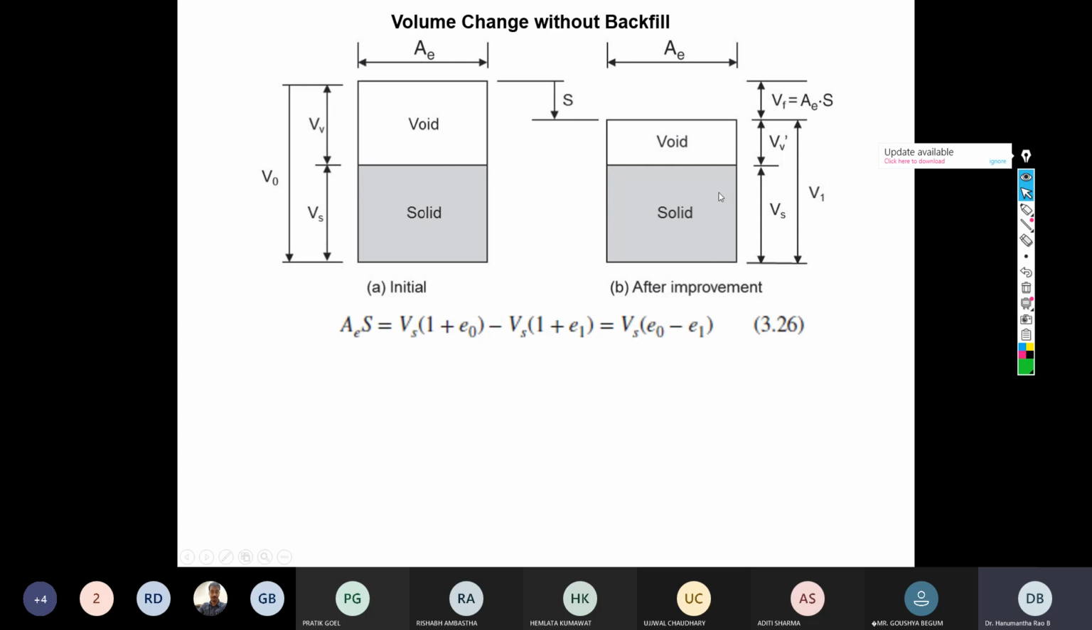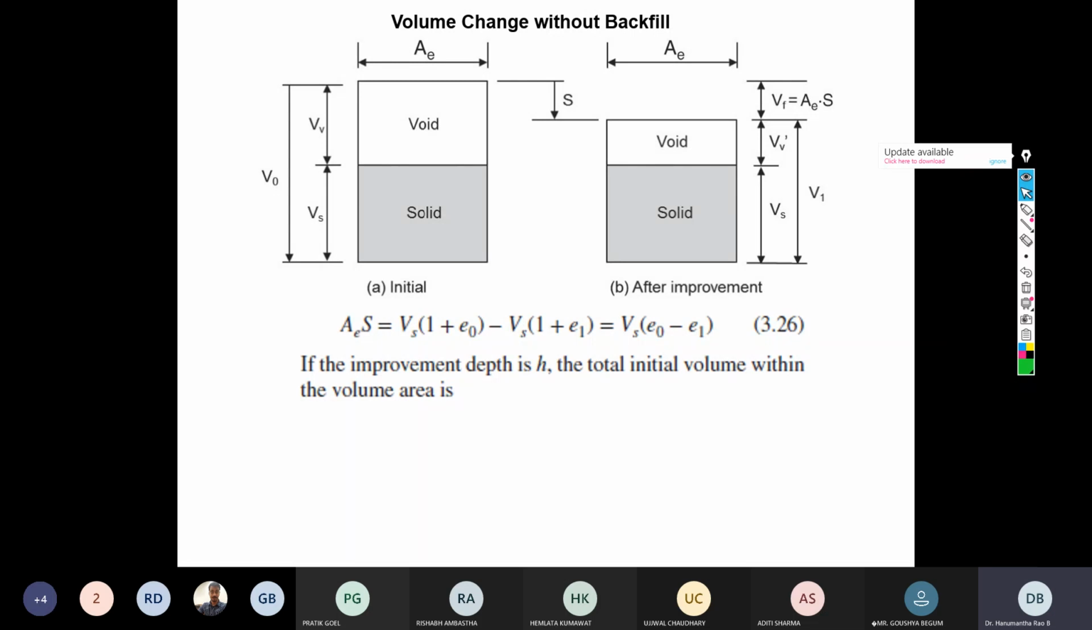If you express these changes in the voids in terms of the volume mass relationships, we can correlate the change in volume to the initial volume minus the final volume. So Vf is nothing but V naught minus V1. The same thing has been expressed in equation 3.26. Ae into S is the initial volume minus the final volume. e naught is the initial void ratio, e1 is the final void ratio. If you simplify this equation, it can be re-expressed as Vs into e naught minus e1.